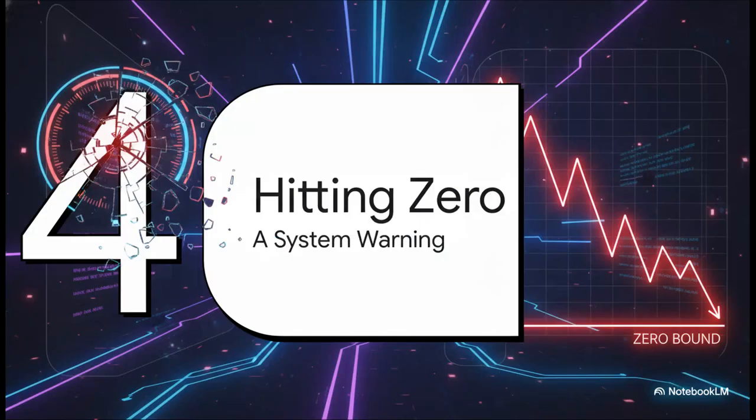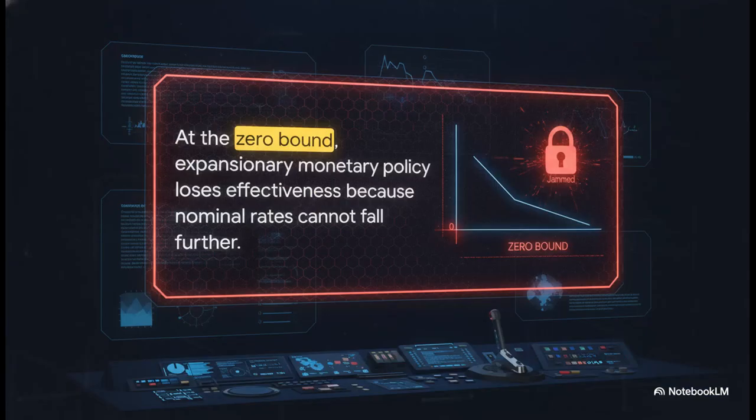Now for Section 4, hitting the zero bound, a system warning. Suddenly, a flashing red light goes off on our console. System warning, the liquidity trap. This is literally a macroeconomic operator's worst nightmare. Remember, monetary policy relies on lowering interest rates to stimulate the economy. But what happens if the target interest rate has already fallen to zero? We actually saw this during the 2008 recession. This is known as the zero lower bound.